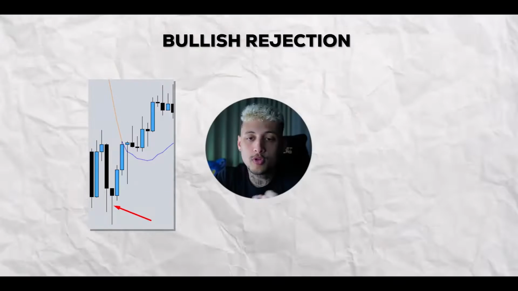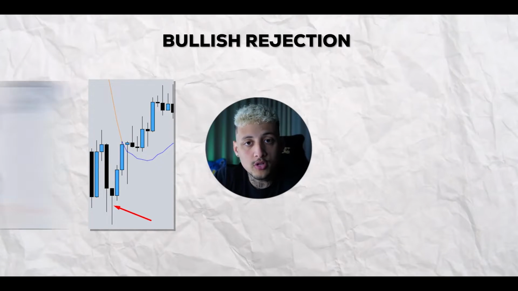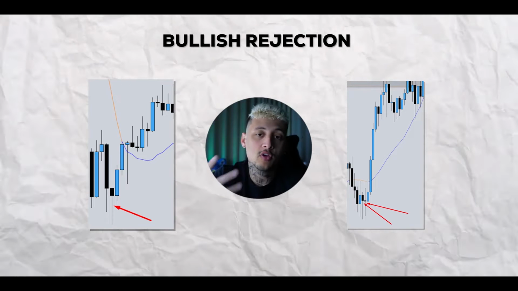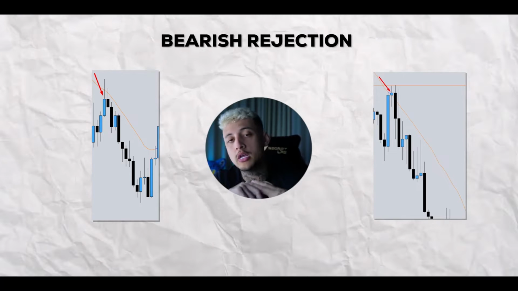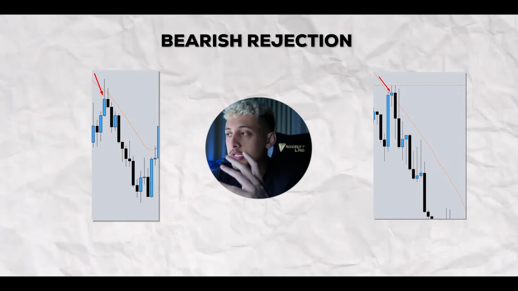On the screen here, you're going to see an example of a bullish rejection. Here's another example of a bullish rejection. Or if we're looking to sell, then here's an example of a bearish rejection, and here's another bearish rejection. So those are the different forms of rejections.